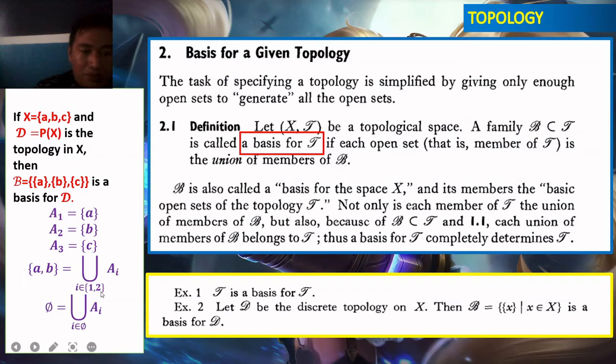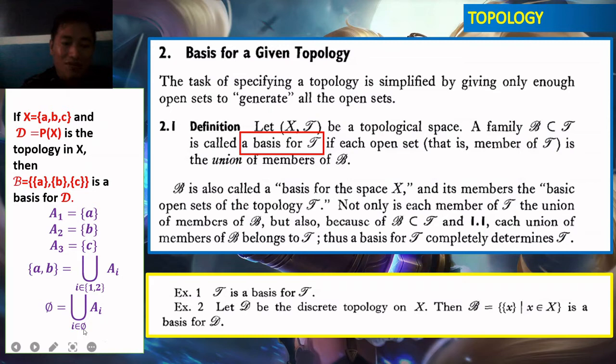Okay. Now class, the empty set, since it is a subset, can be placed in script B. So the empty class is just equal to the union of all the AIs, where I is an element of the empty set. We have no I here, the empty class has no elements. So we are forced to say that this one is the empty set. So the empty class is still the union of the AIs, the union of open sets. It is just an empty collection.